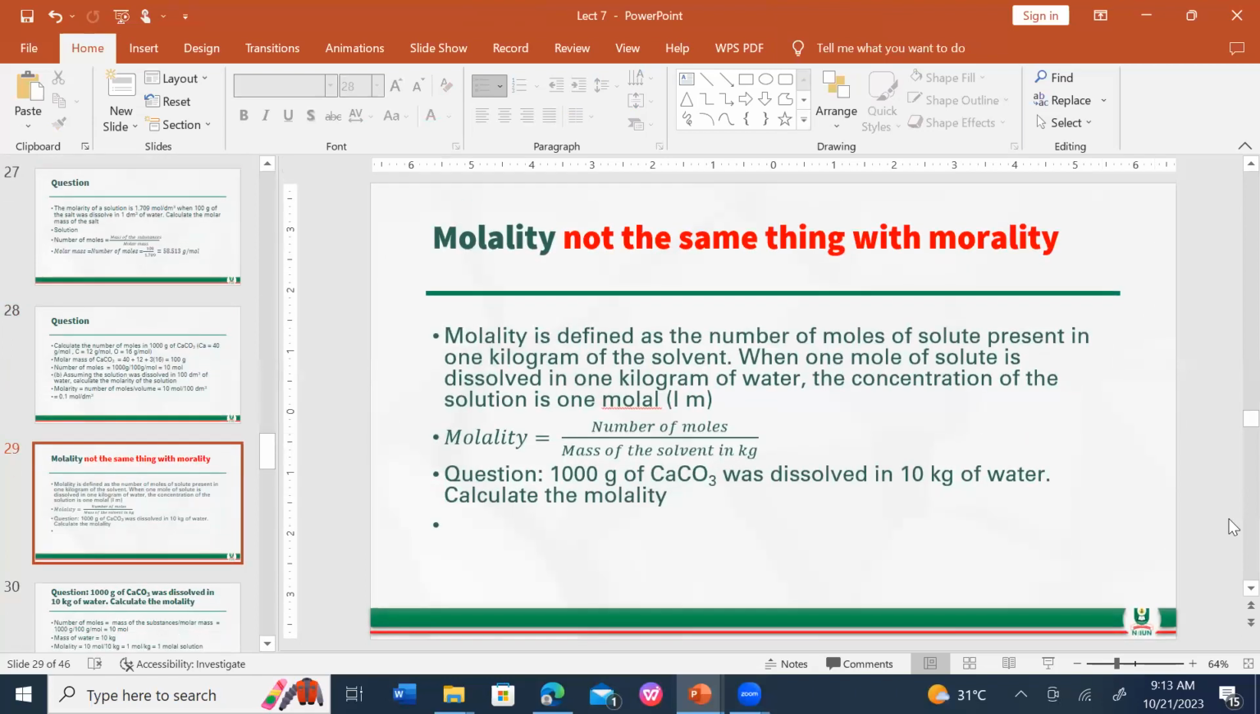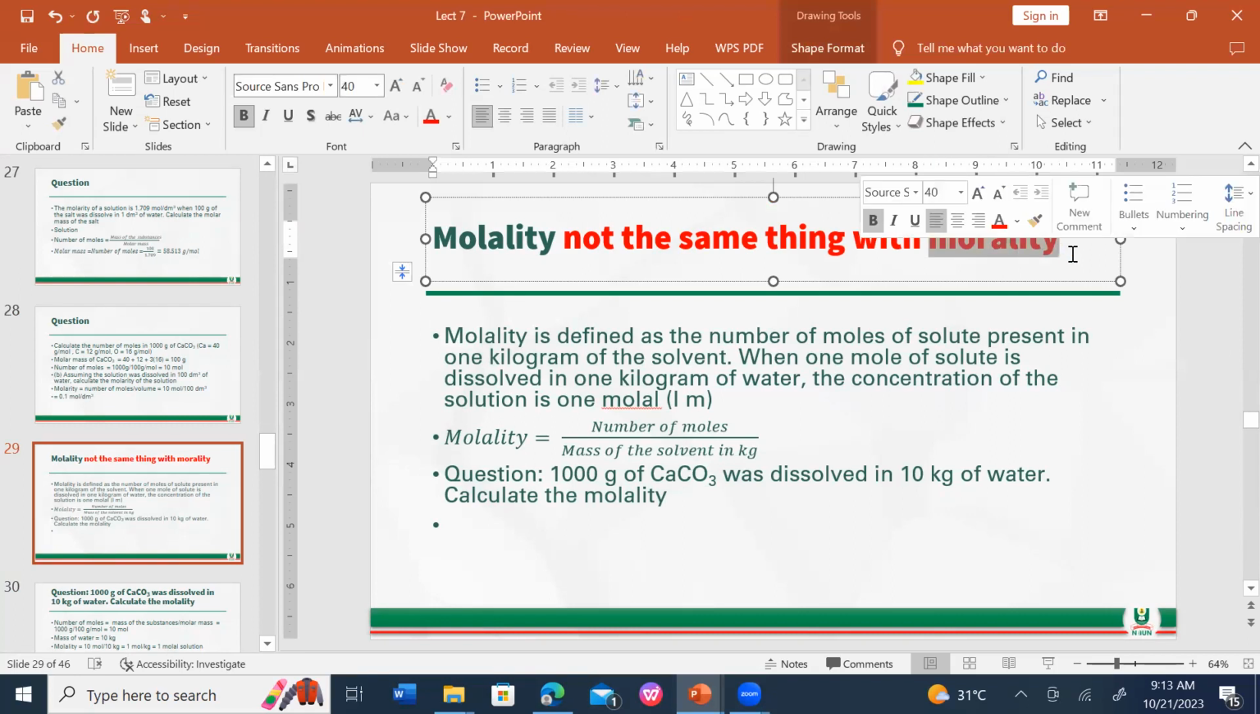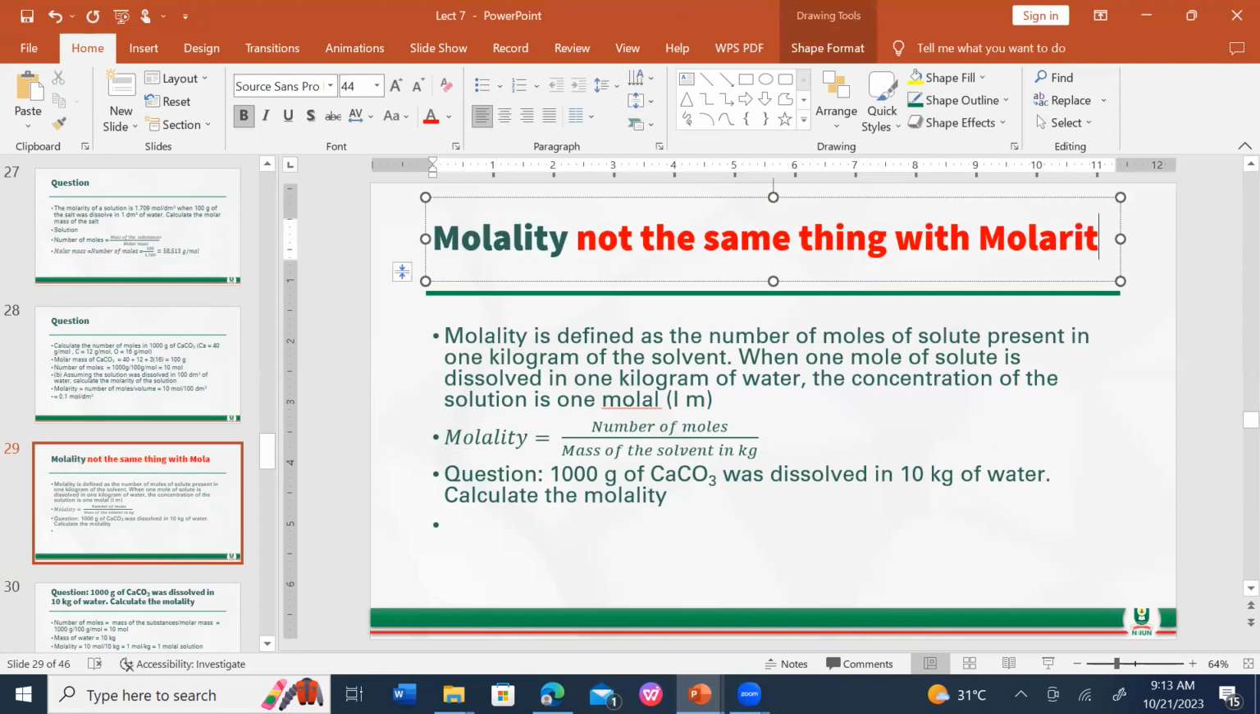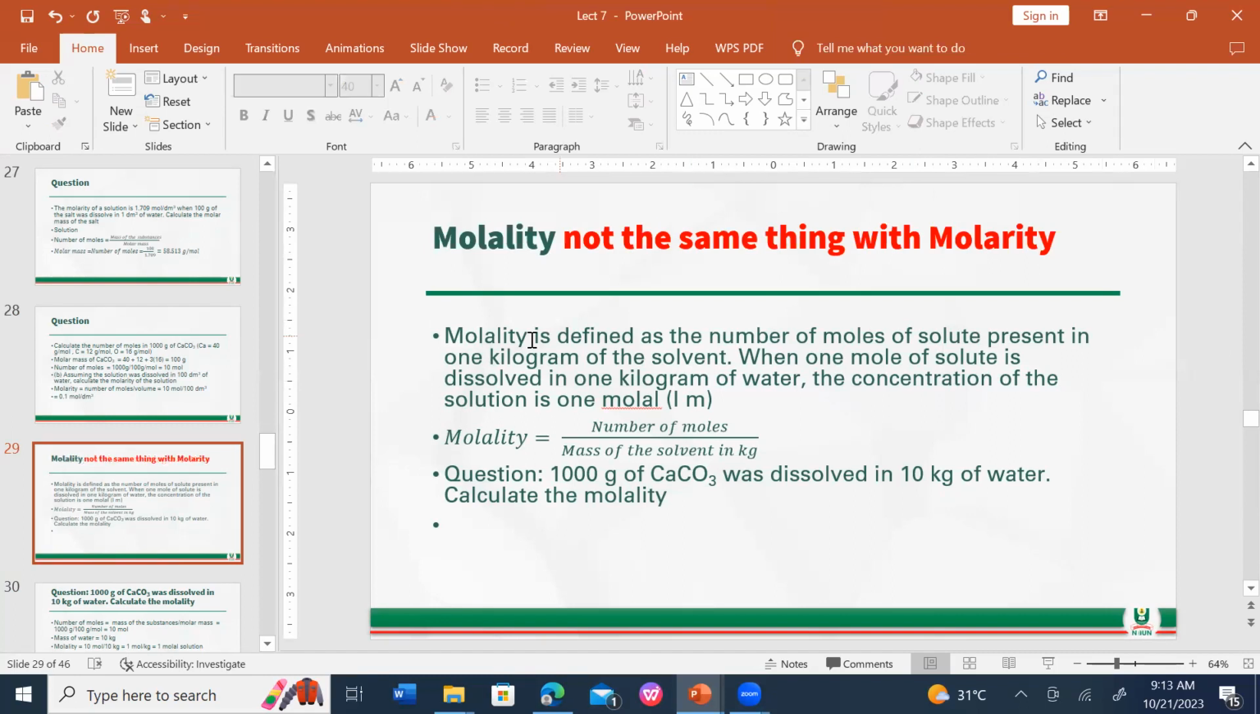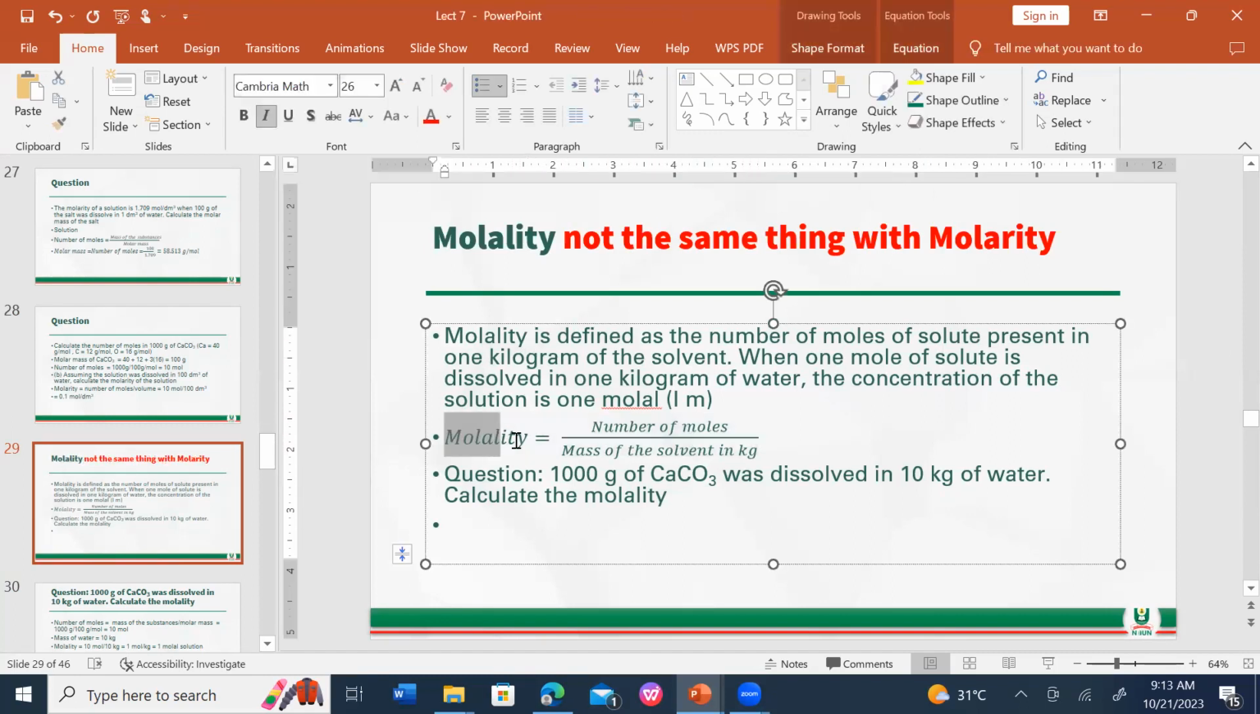So molarity is not the same thing as molality. Look at it, there are two different things. Molarity and molality are not the same thing. Molarity, the one we have defined so far, is the number of moles divided by the volume of the solution.